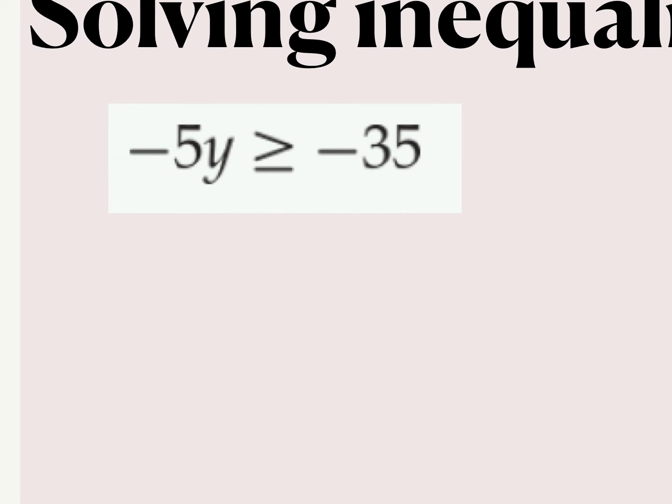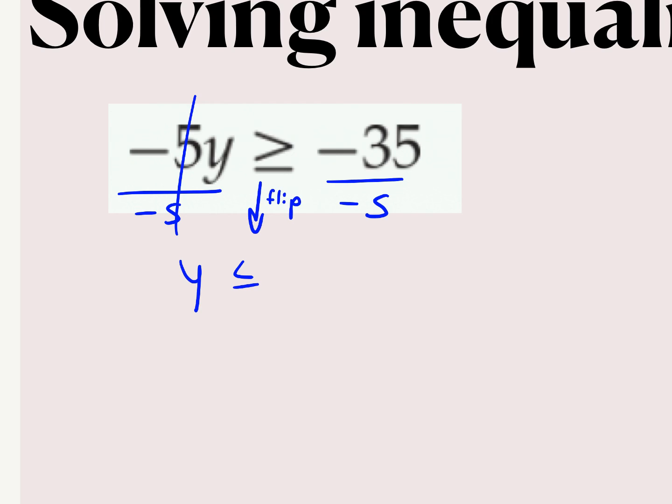How would I solve for y here? Divide both sides by -5. What do I need to do if I divide by a negative? Flip the inequality. So this greater than or equal to becomes what? Less than or equal to. I just flip it. And then what's negative 35 divided by negative 5? 7. So y is less than or equal to 7.